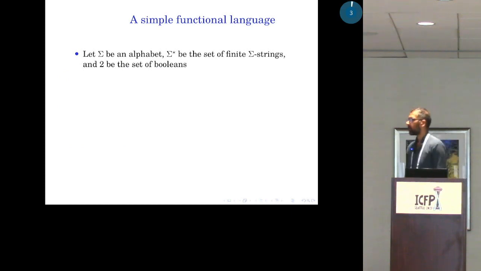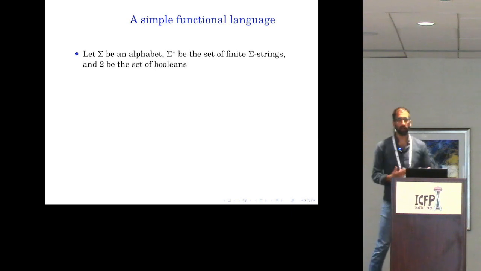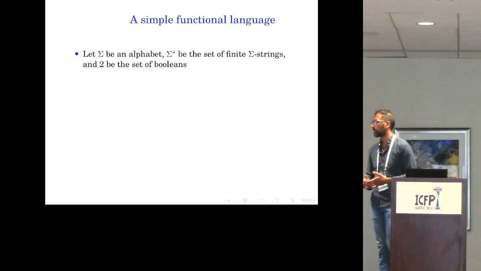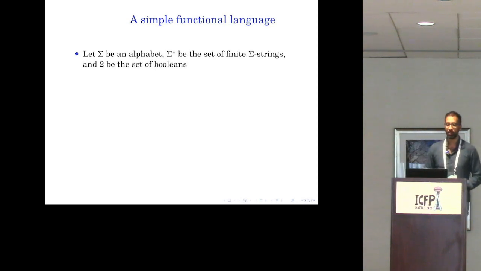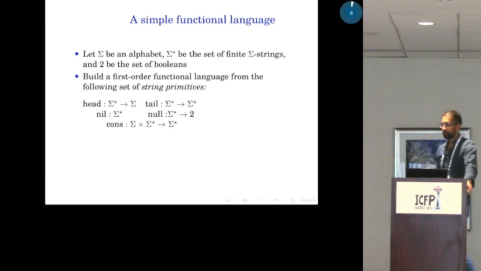I'm going to define a simple first-order language over strings. Let's fix an alphabet sigma. By an alphabet, I just mean a finite set of size at least 2. Sigma star is the set of finite sigma strings, and that's the only type that this language has, except for the set of booleans, which we call 2. And we're going to consider the following set of string primitives.